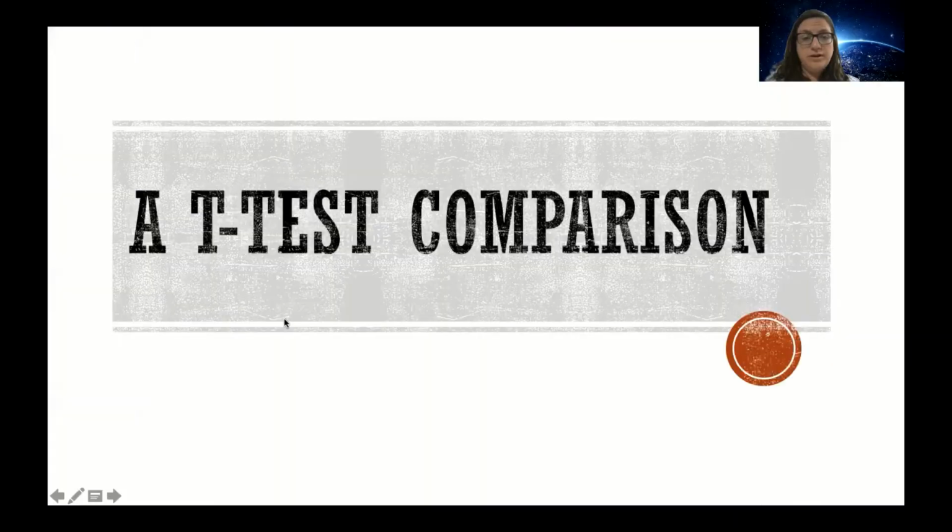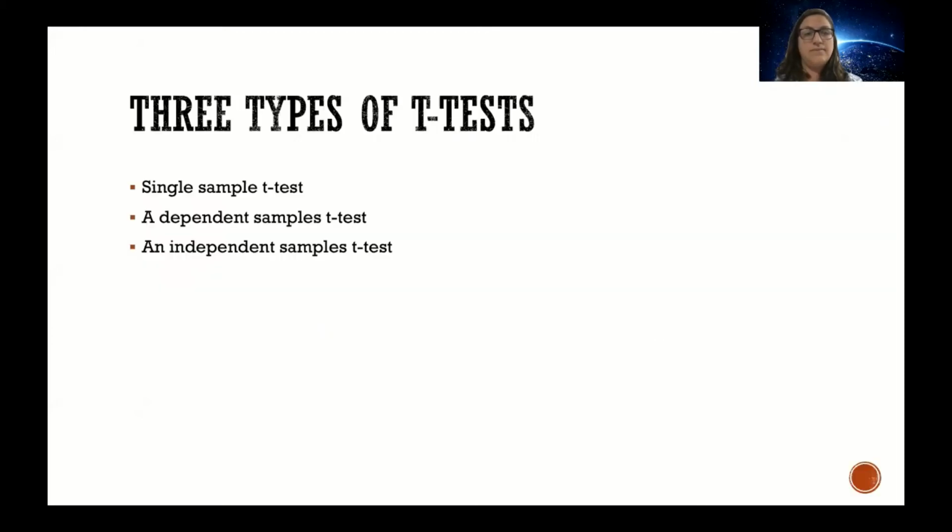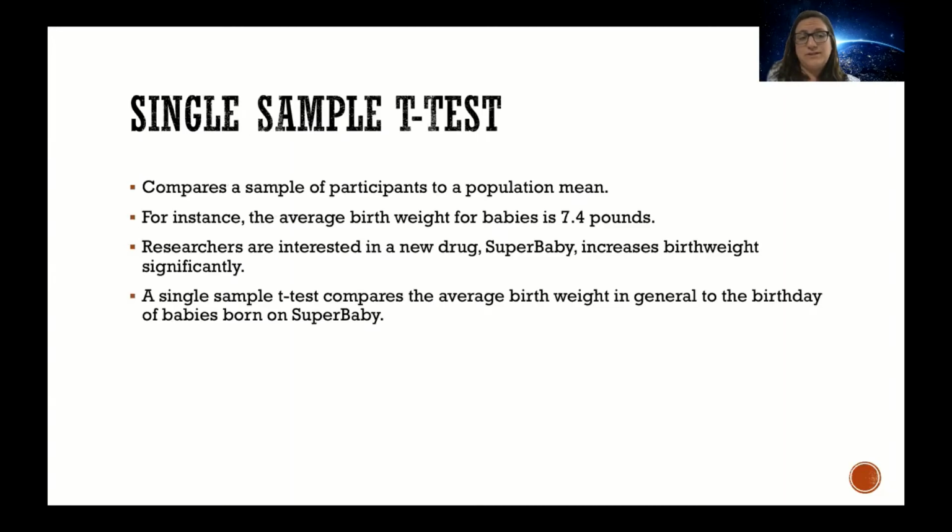So when we're talking about t-tests, there are three different types of tests. The first one is the single sample t-test. The second one is a dependent samples t-test, commonly known as a repeated measures t-test. And the third one is an independent samples t-test. So let's start with a single samples t-test.